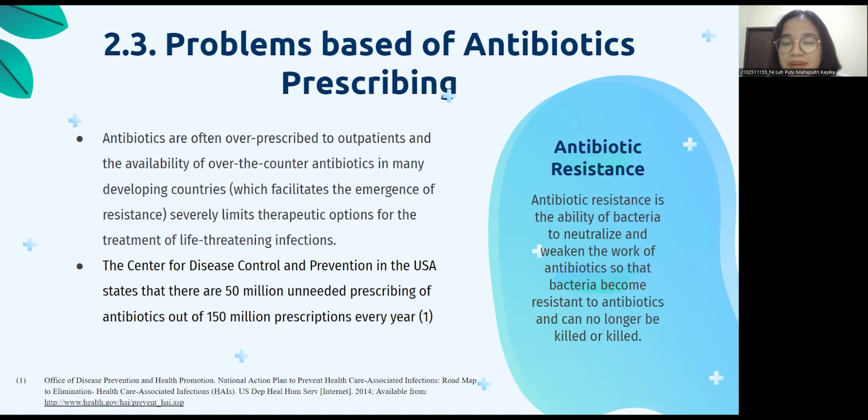And it causes a lot of problems. One of them is antibiotic resistance. So what is antibiotic resistance? Antibiotic resistance is the ability of bacteria to neutralize and weaken the work of antibiotics so that the bacteria become resistant to the antibiotics and can no longer be killed.